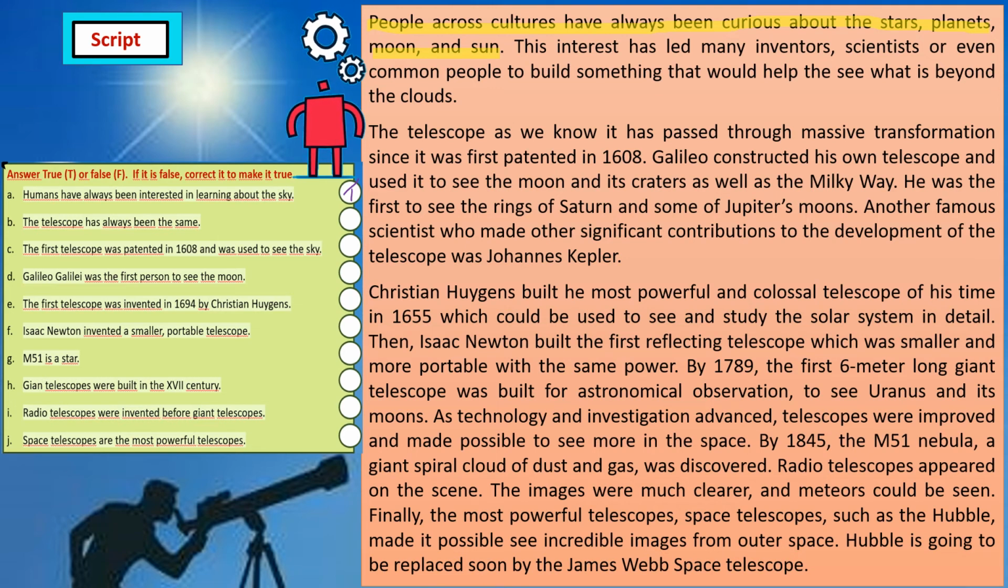Then we have letter B. The telescope has always been the same. El telescopio siempre ha sido el mismo. Let's review the reading. It says, the telescope, as we know it, has passed through massive transformation. Entonces, nos dice que el telescopio ha pasado a través de muchas transformaciones, de masivas transformaciones. Entonces no se pudo haber quedado, ¿verdad? De la misma manera. Por lo tanto, aquí mi respuesta no va a ser true, va a ser false.